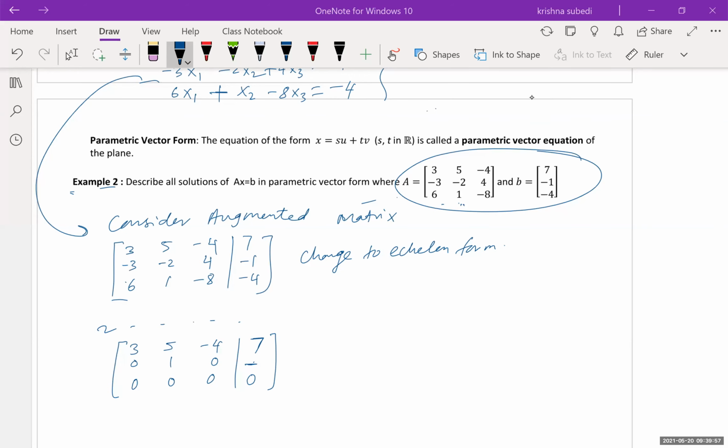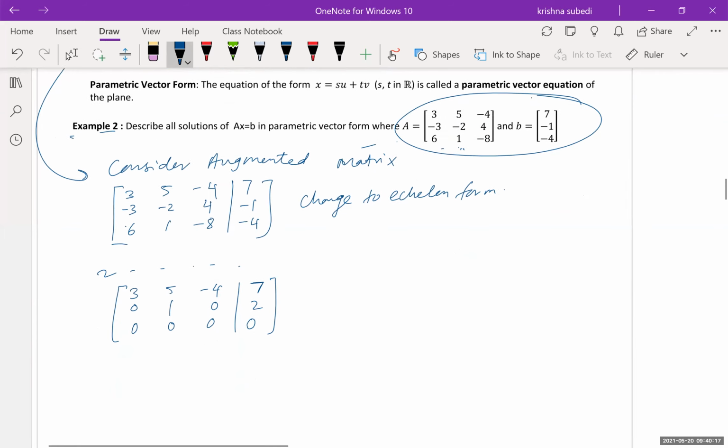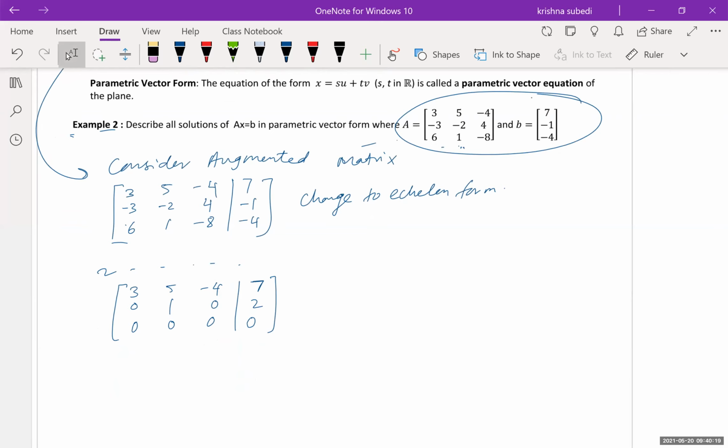So you mean this is 3 and this is 6, right? That's what you get. So basically what we can say is that you can divide R2 by 3, so that you can write this as 1 and 2. Okay, so that's what we get.